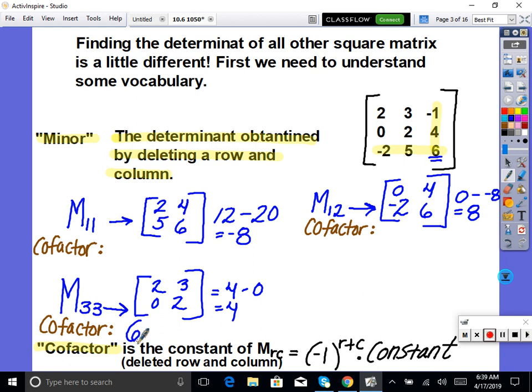And then we have to times it by negative 1 to the row plus column. Do you see how 3 plus 3 is what we would be doing here, row and column? So that would be negative 1 to the 6th power. What would the cofactor be of the minor here? What's a negative raised to an even power? Positive, guys. Negative 1 raised to an even degree is positive 1, isn't it? So that would be 6.